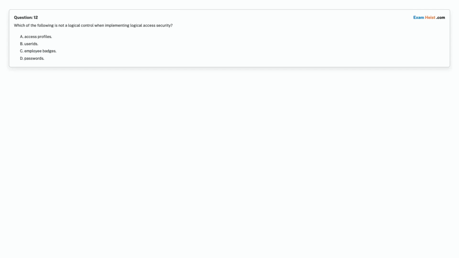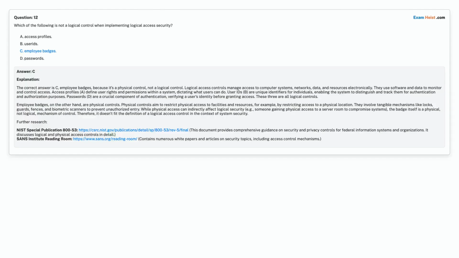Question 12. Which of the following is not a logical control when implementing logical access security? Option A. Access profiles. Option B. User IDs. Option C. Employee badges. Option D. Passwords. Choose the correct answer. Correct answer is option C, employee badges.